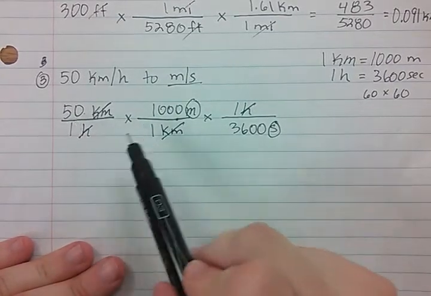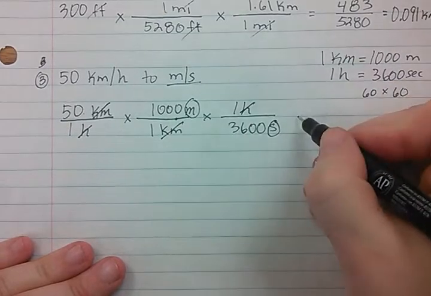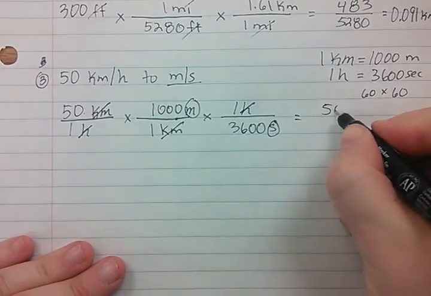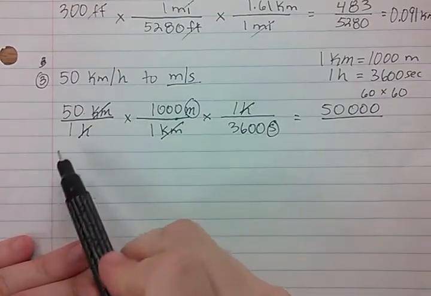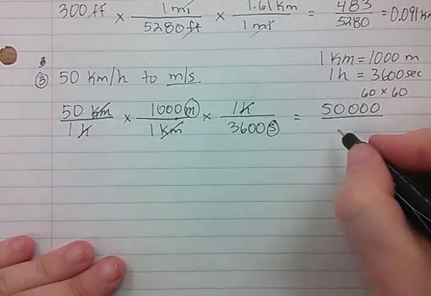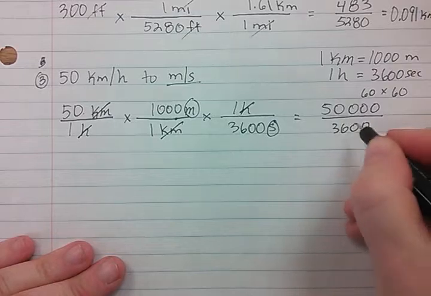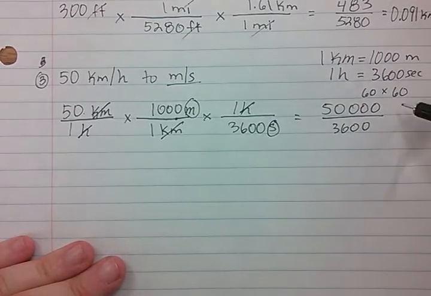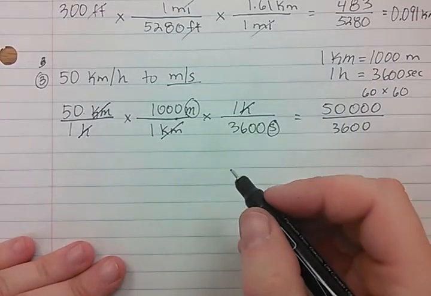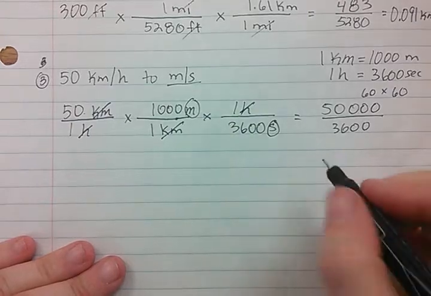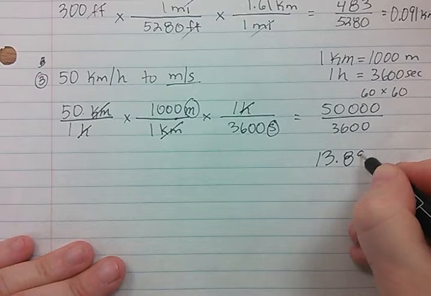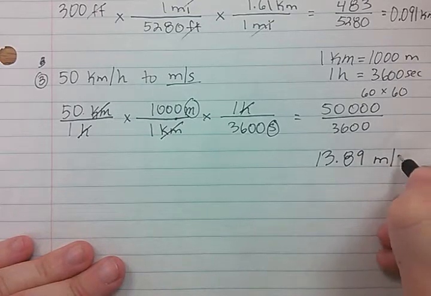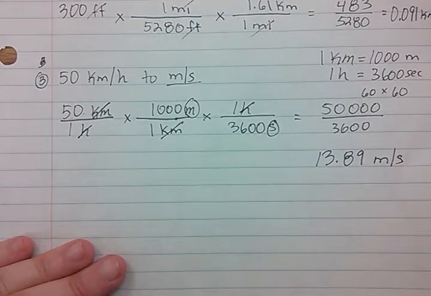So we do 50 times 1,000 times 1, which is going to be 50,000. Then we do 1 times 3,600. Then we will divide these two numbers, and you should get 13.89 meters per second.